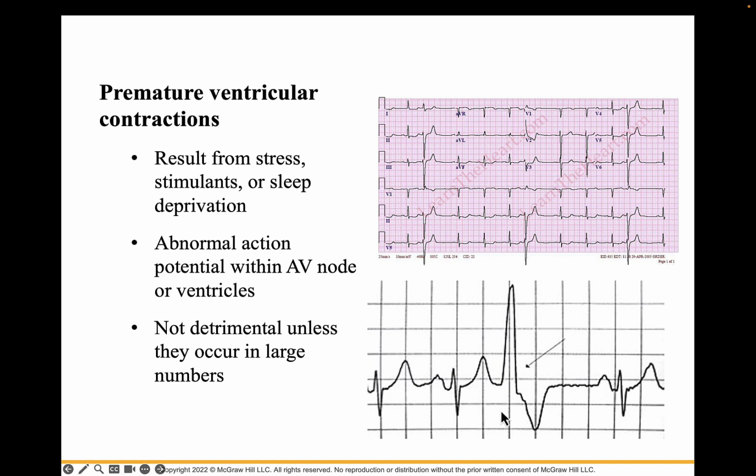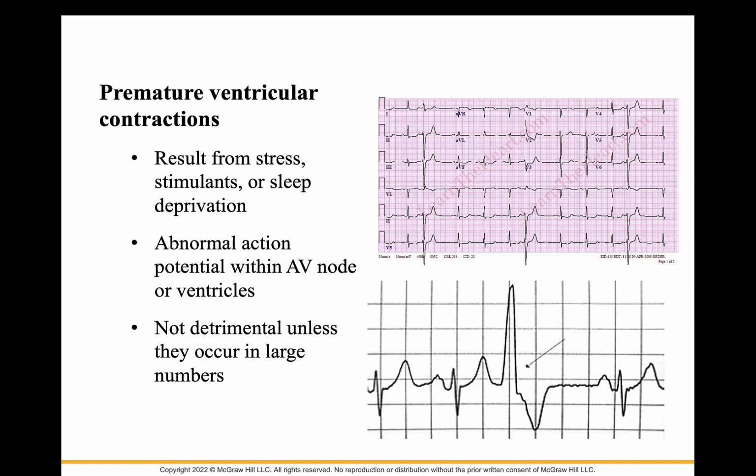Now here is an isolated PVC, or premature ventricular contraction. And really what's happening here is there's just basically an extra beat. Now, that could be due to stress, stimulants, deprivation of sleep. I get them fairly regularly, and it's tied into my caffeine consumption.